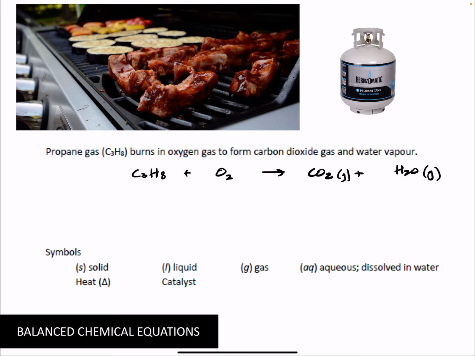Oh man, what do we see here? So I've got 3 carbons. So let me try 3 carbons here. Okay, 3 carbons, 3 carbons. That's good. H8, I have 8 H's here. Now I only have 2, so I'm going to put a 4 in front of here. Now that's 8.